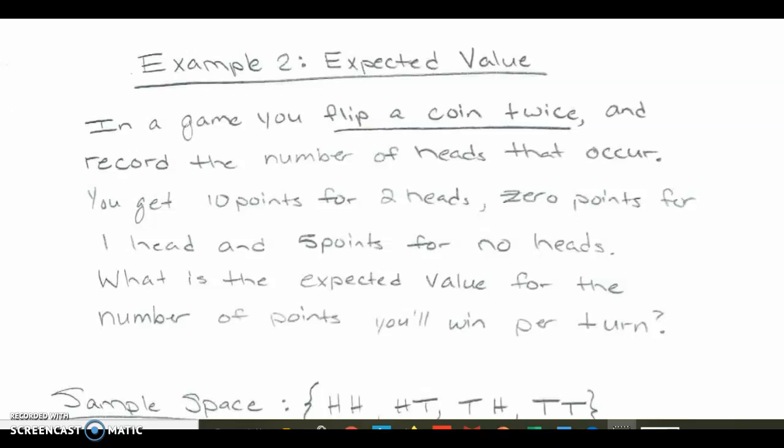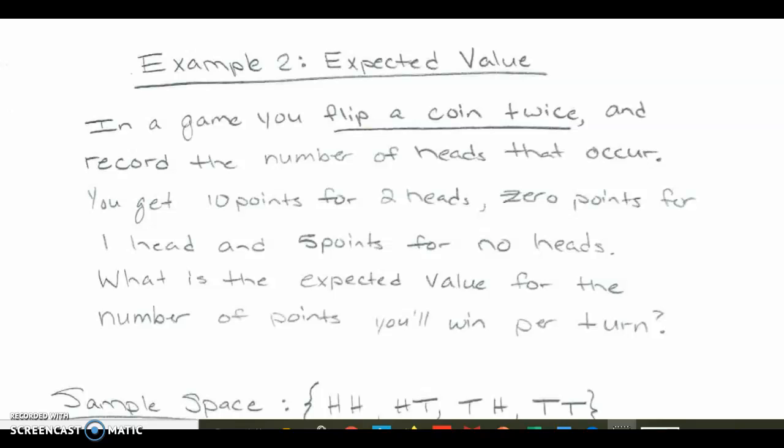In this video, we're going to look at example 2 for expected value. In a game, you flip a coin twice, and you record the number of heads that occurs. You get 10 points for 2 heads, 0 points for 1 head, and 5 points for no heads. What is the expected value of the number of points you will win per turn?